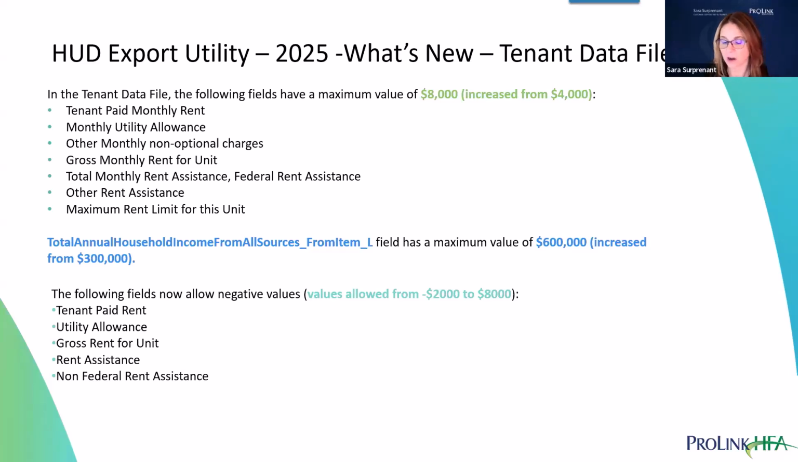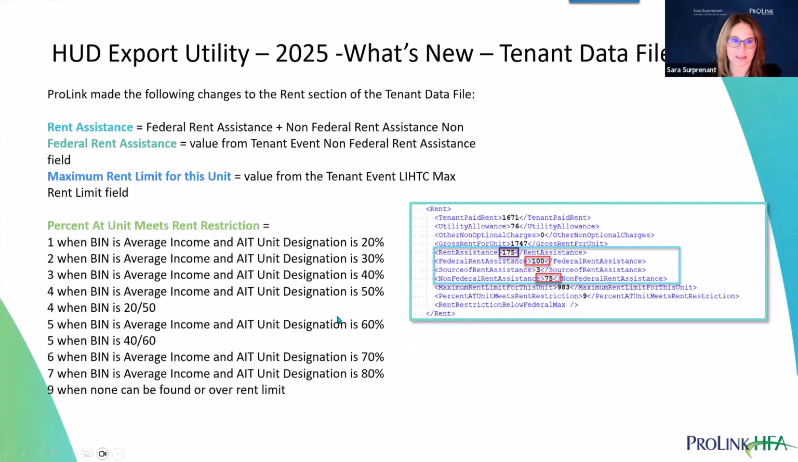Now, some of the stuff will get caught during compliance evaluations. If it's a LIHTC unit and you've exceeded the maximum income limit or rent limit, you're still going to get those exceptions and be able to correct it. But for whatever purpose, HUD's going to allow these values. Same thing for annual household income from all sources, which was increased from 300,000 to 600,000. And now you can put negative values in some of these. I would love for someone to tell me why you would have negative values in these fields. I don't understand that from an asset manager perspective, but that is now allowed. And the data files won't yell at you when you have values between negative 2,000 and 8,000.